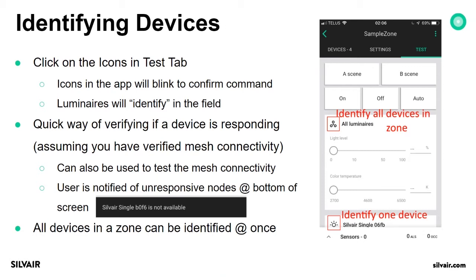Further identifying devices, you can click on the icons in the Test tab. You can try to verify if a device is responding by increasing the light level. And of course, if some nodes are unresponsive, you will be notified at the bottom of the screen.